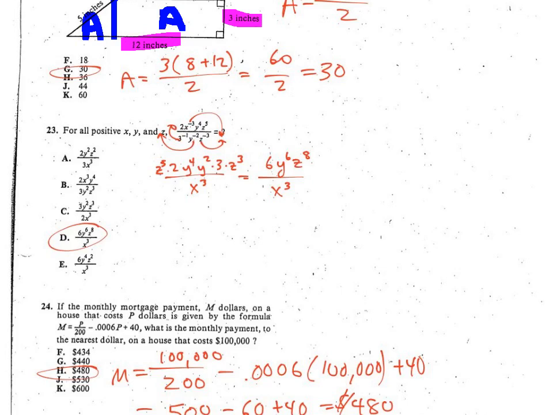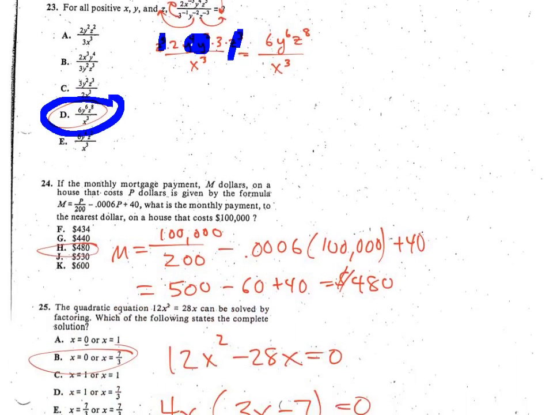So once you've shifted everything around, you can start to combine things. Once you've moved everything, you have a 3 times a 2 to get 6. I have y to the 4th and y to the 2 combined to be y to the 6. And z to the 5 and z to the 3rd add together to make z to the 8. And then x to the 3rd is the only thing left on the bottom. So that gets our answer of D.